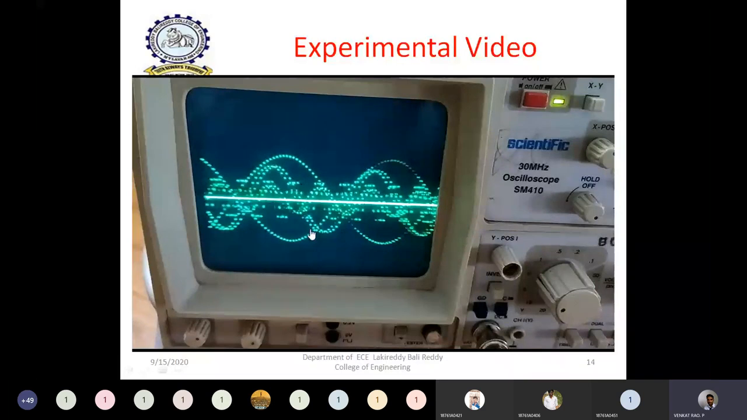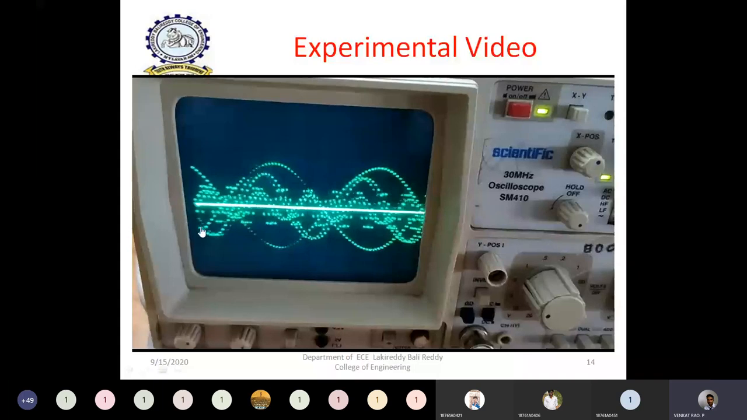If you carefully zoom this CRO screen and try to adjust the time scale, then you can easily observe how the samples are separated and what is the time gap between 2 successive samples. Also, we can calculate it while doing the experiment. So this is the experiment.